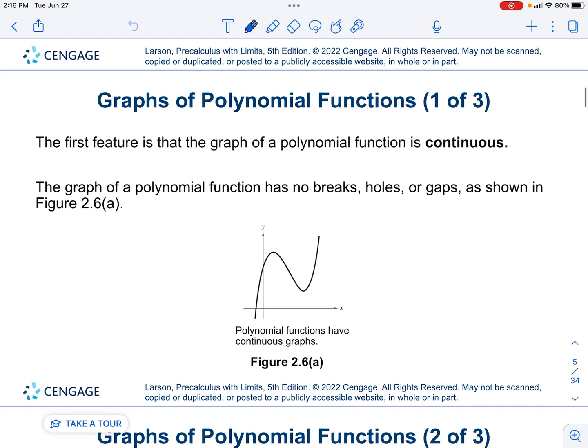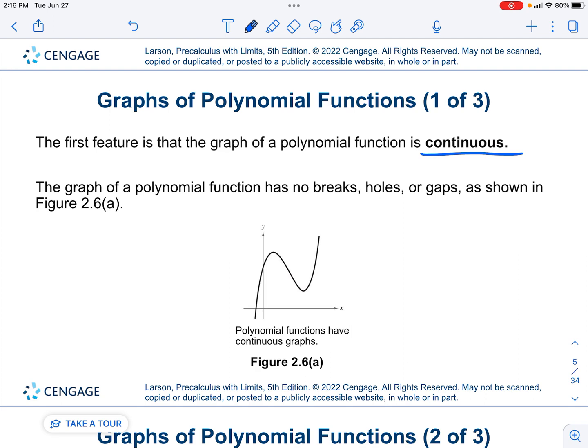So in the previous section, we only looked at quadratic functions, which should have a power of 2. Here we're going to look at higher order functions, so it might have a power of 3, 4, 5, 6, a bigger power. The first feature of polynomials is that they're continuous.